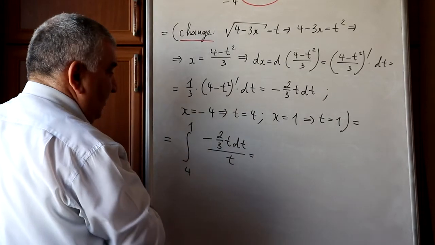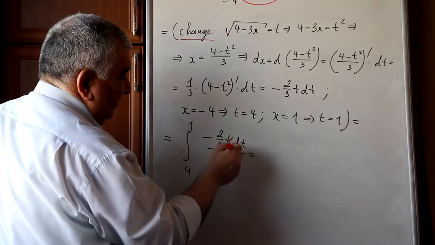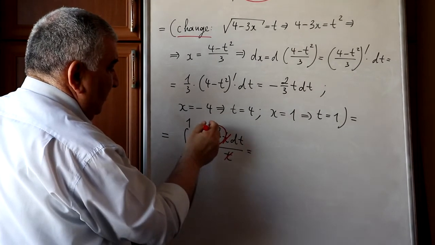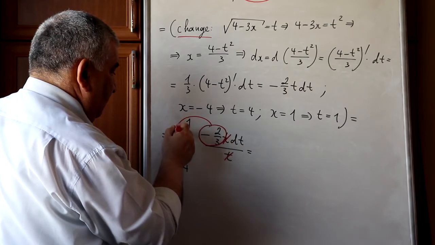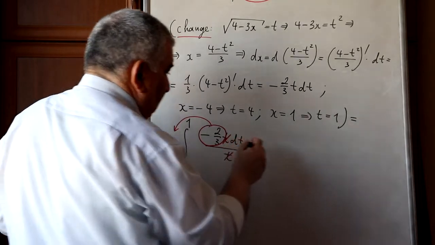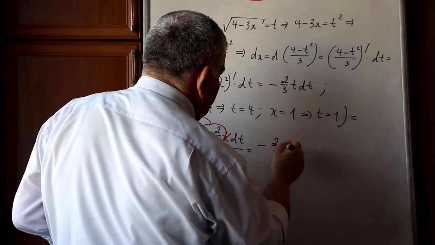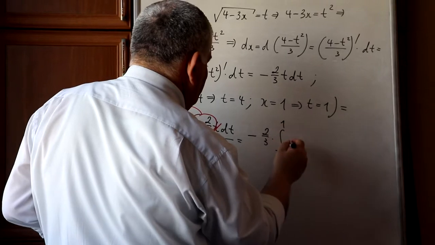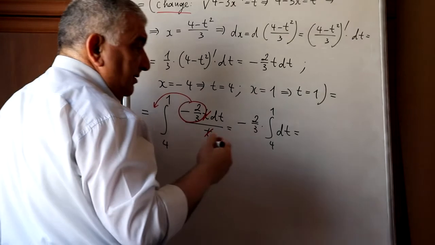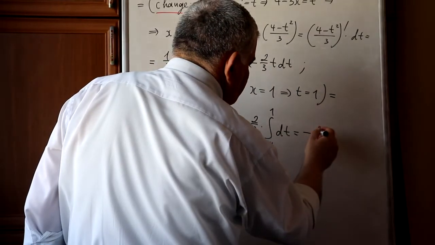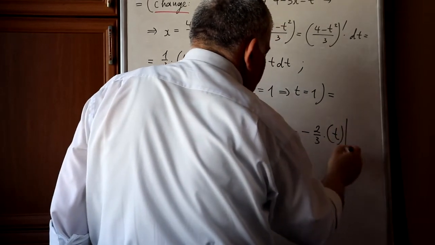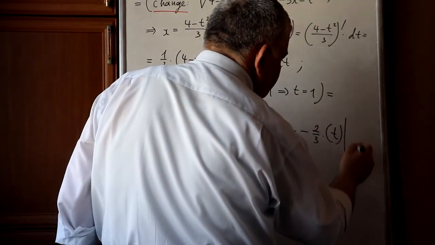Here the integrand is simplified by t, and minus 2/3 is the constant factor which can be taken out of the integral symbol. Minus 2/3 followed by integral from 4 to 1 of dt. The antiderivative is simply t, minus 2/3 multiplied by t, and add the corresponding double substitution from 4 to 1.